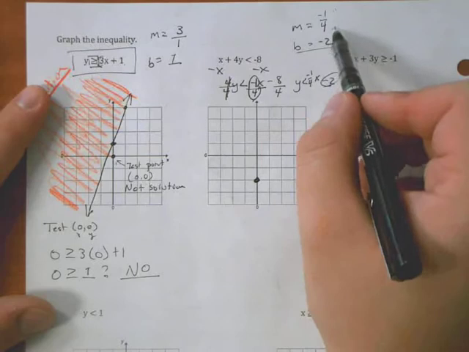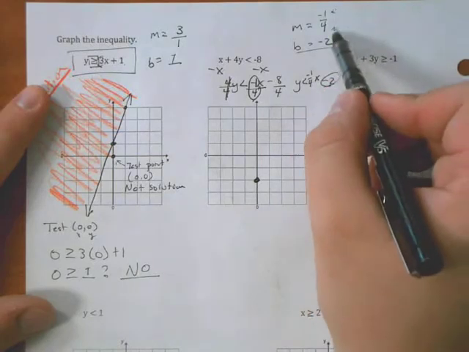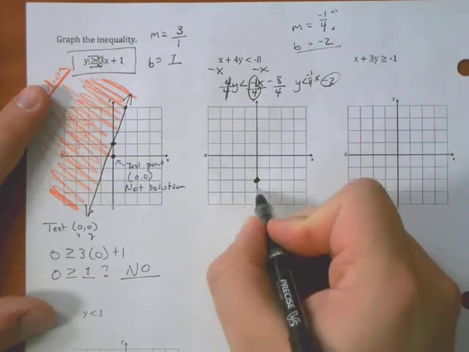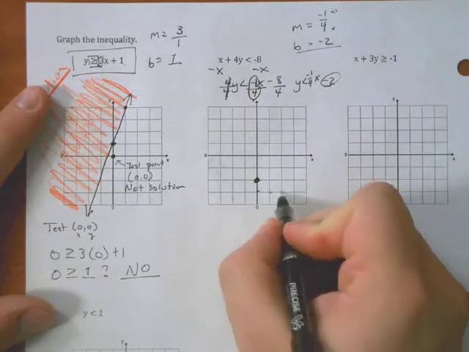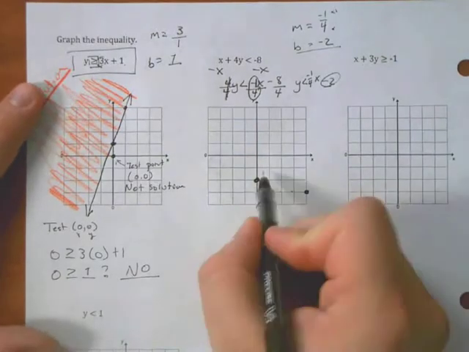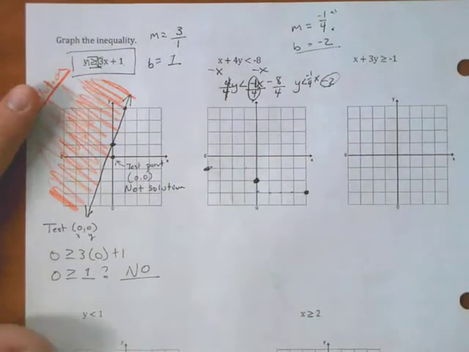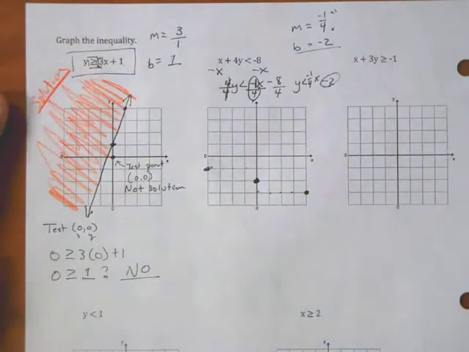So negative 1 over 4 tells us to go up negative 4 and to the right positive 4. Sorry, up negative 1 to the right 4. Or up negative 1, same as going down 1 and to the right 4. Conversely, you could go up 1 and to the left 4. Gives you points on the same line. Is this a dotted or a solid line?